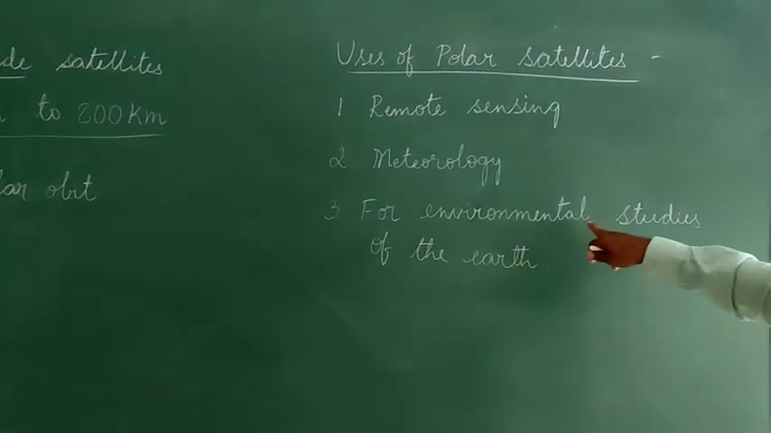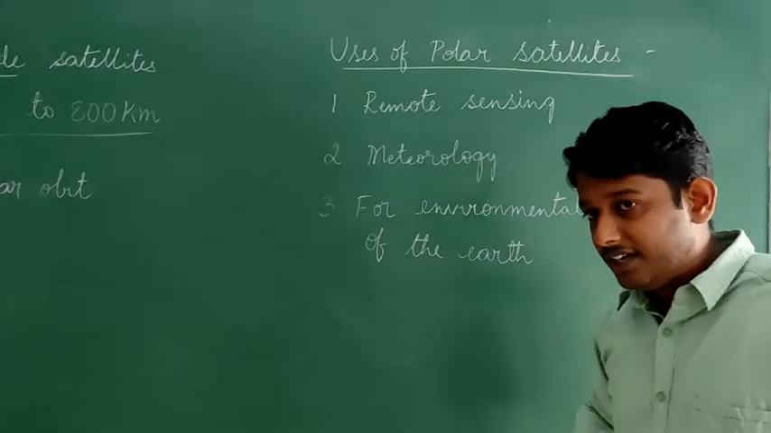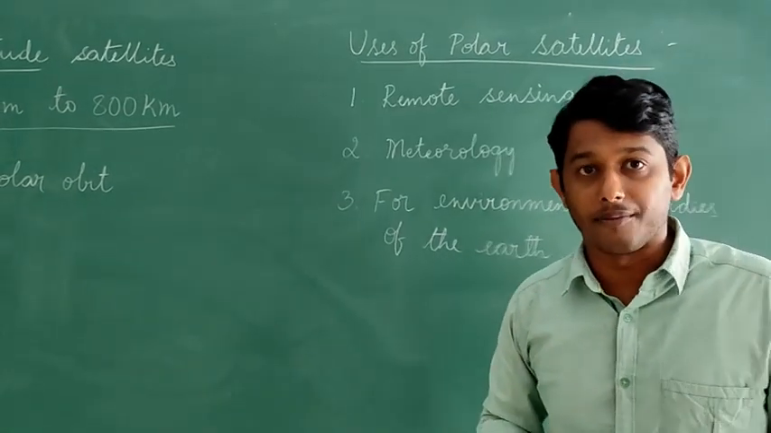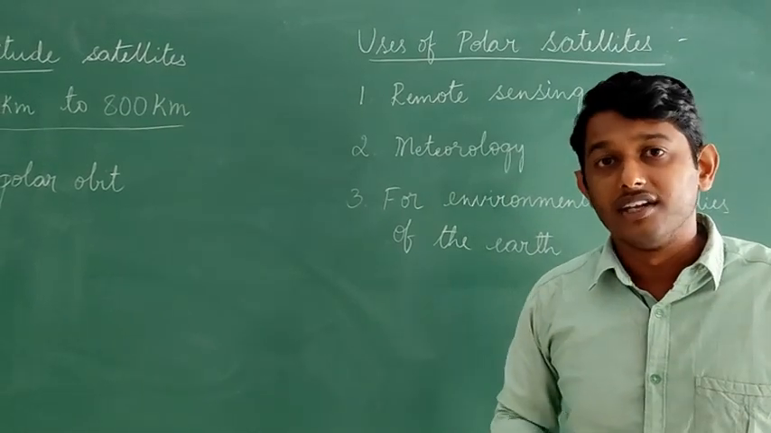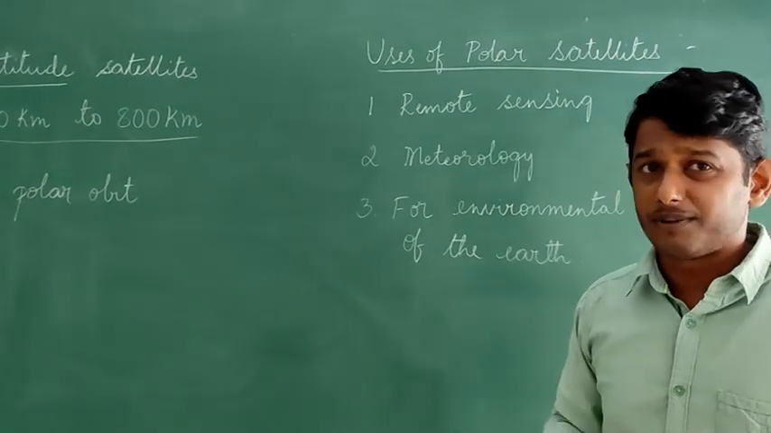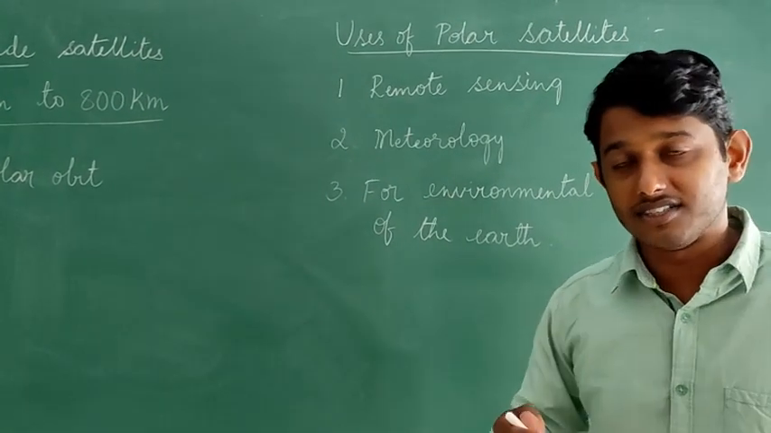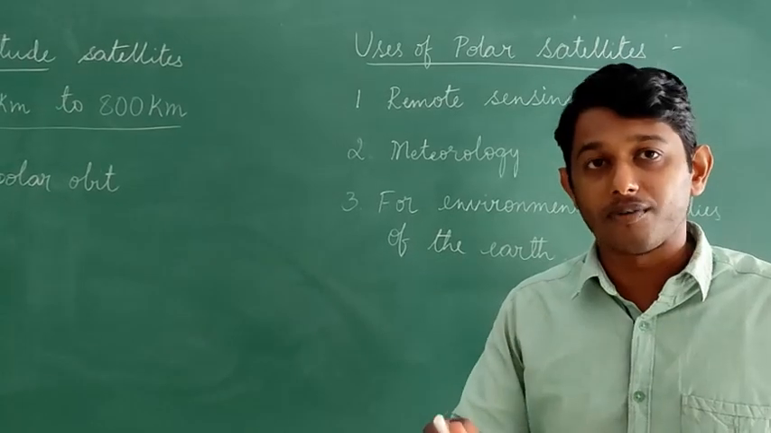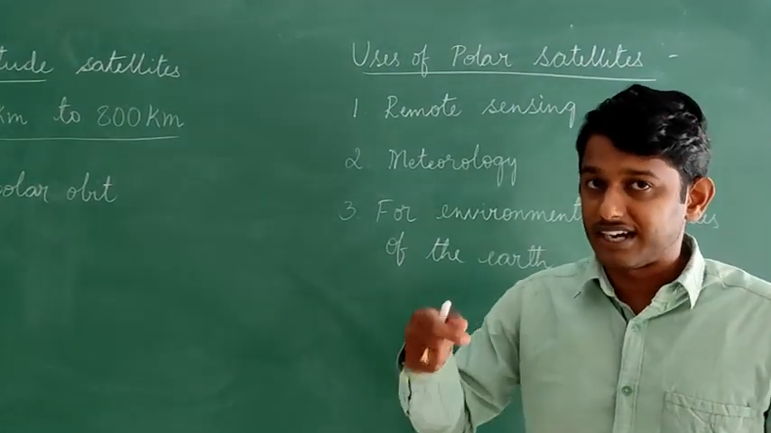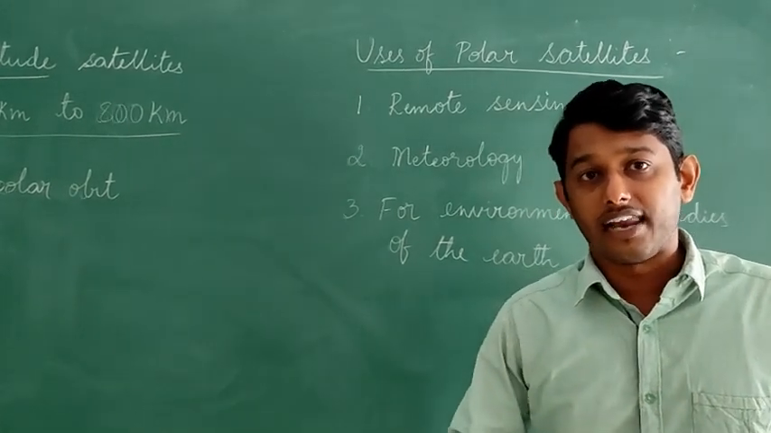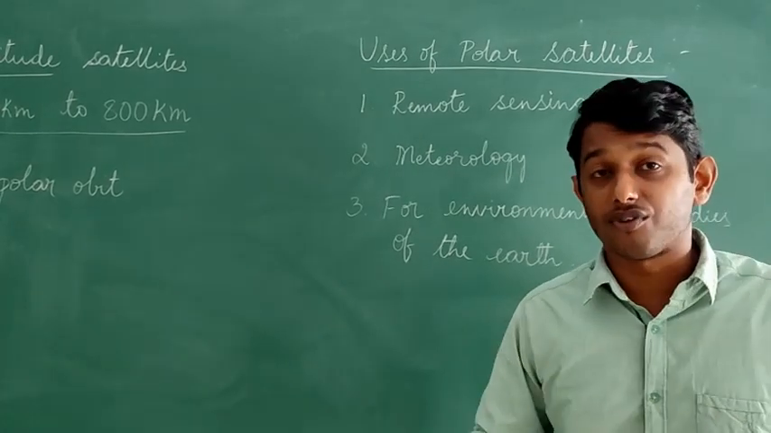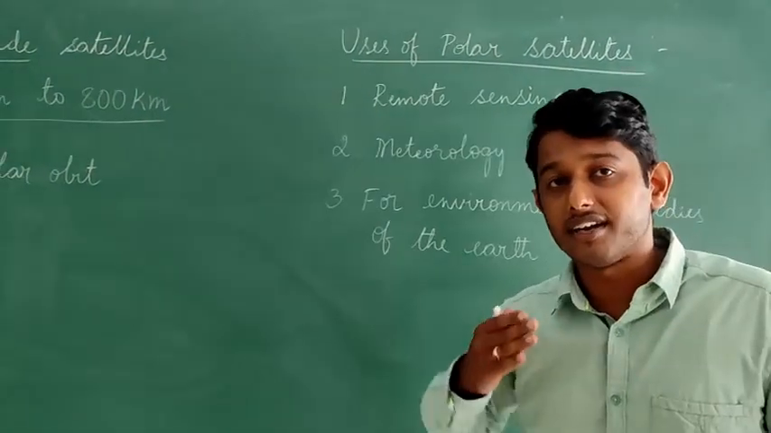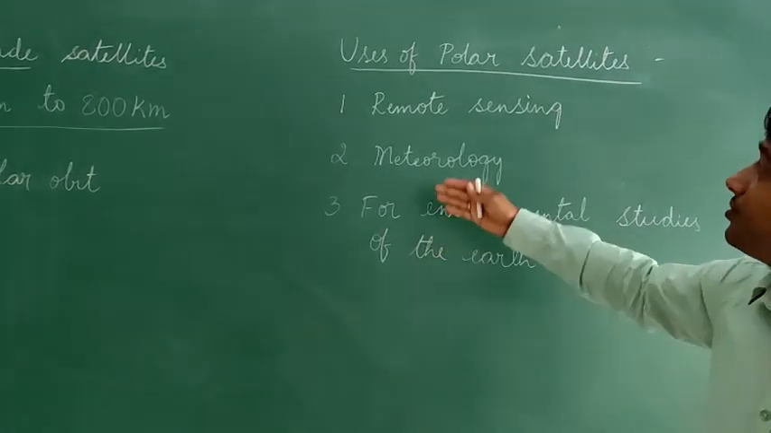The third one is the environmental study of the Earth. There are certain regions on Earth which are yet to be explored. Even our oceans are not explored properly; more than 70 to 80% of the ocean is yet to be explored. Even our Himalayas, Siberia, and Antarctica have many places like that. We just don't know what is present there. To study how the climate can vary and how the temperature can differ from one place to another, we make use of polar satellites. Polar satellites have huge advantages in these regions. All these are uses of polar satellites.